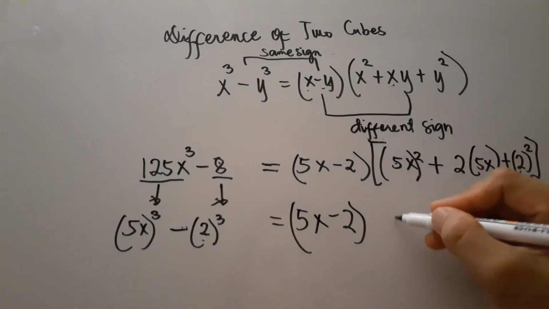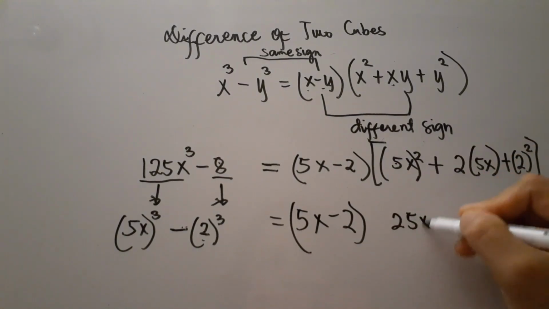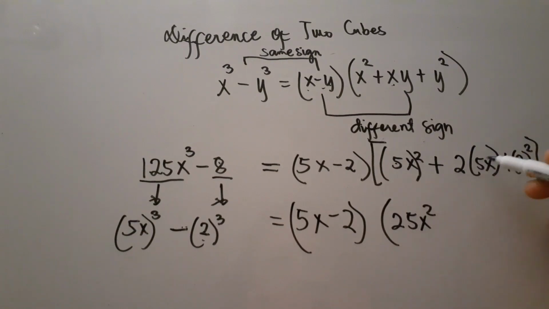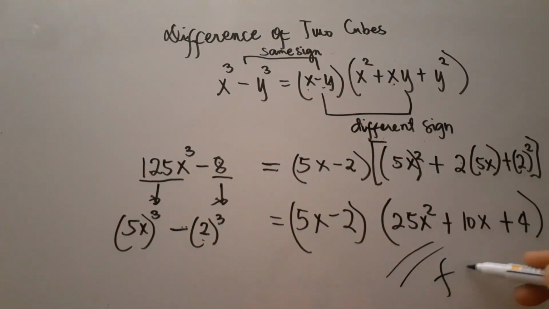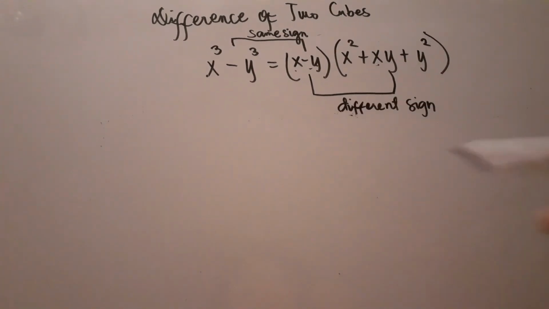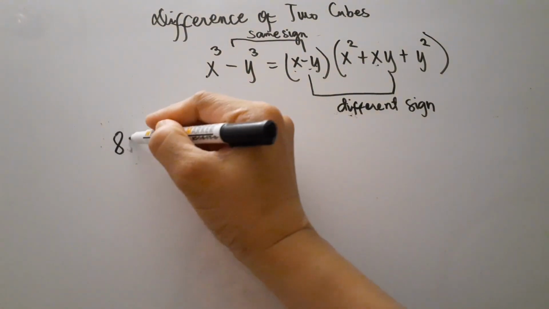5 times 5 becomes 25. Then x times x becomes x squared. Then 2 times 5x becomes 10x. Then 2 times 2 is equal to 4. And this is our factor. Remember that in difference of two cubes, only one negative sign appears in the first binomial, and in the trinomial we have all positive.